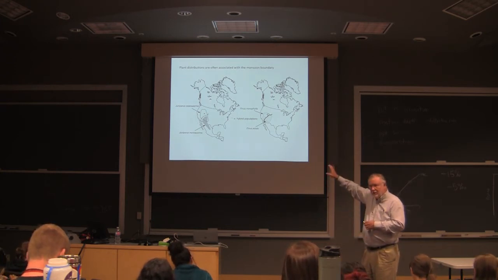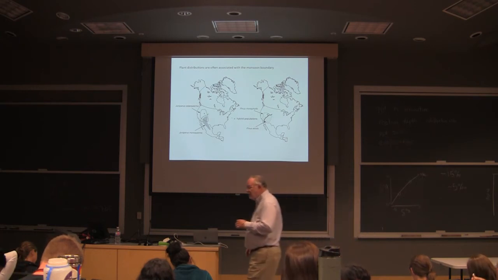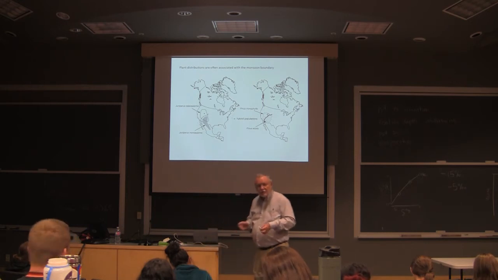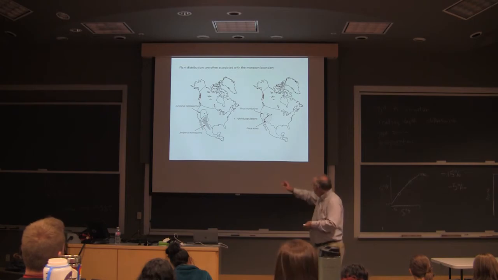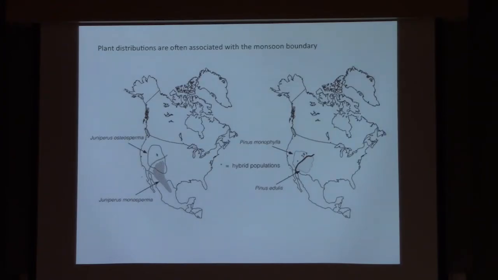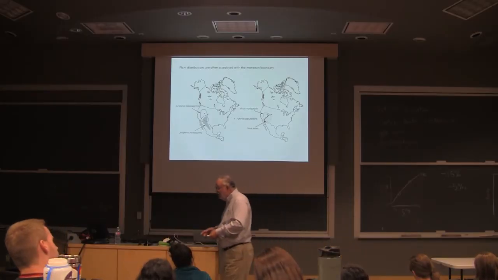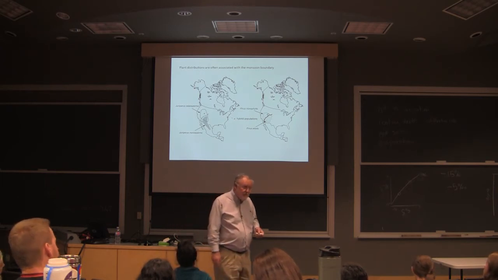Some species, and this is a macro observation, have distributions that cross the monsoon boundary, such as the Juniperus osteosperma that I showed you. Other species are really cool. Juniperus monosperma only grows in monsoon climates. It doesn't make it across the monsoon boundary, whereas Juniperus osteosperma does. So we have some species that are only found north of the monsoon boundary, some only south of the boundary, and some that cross.